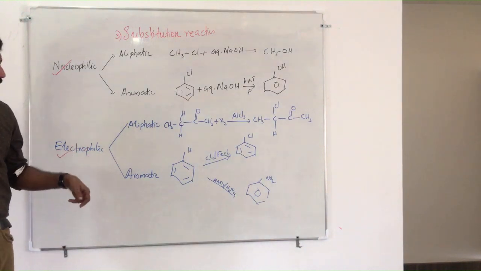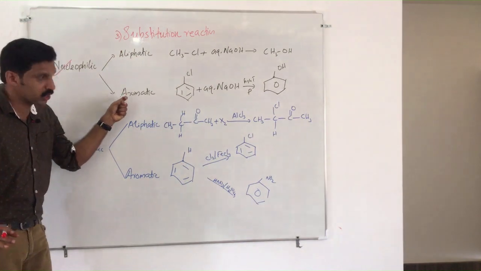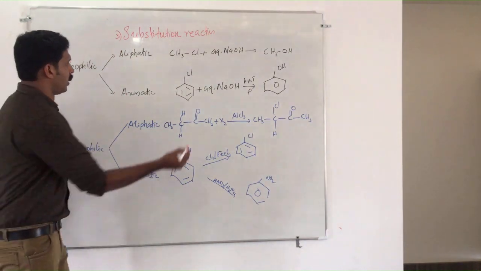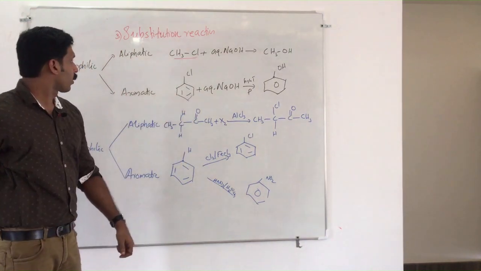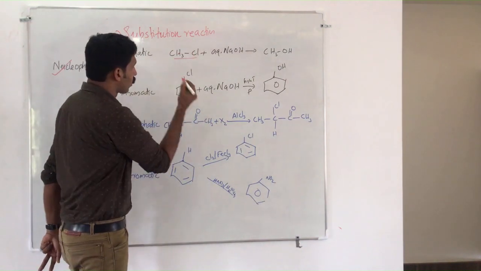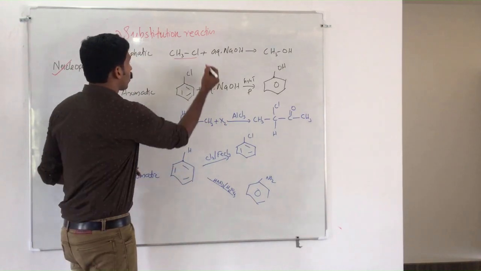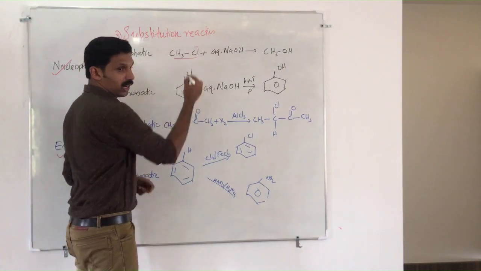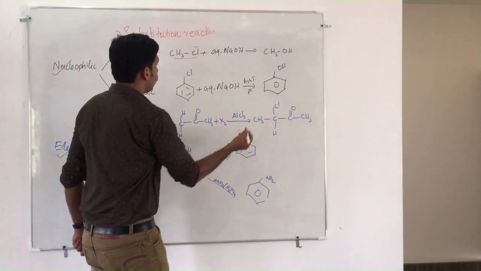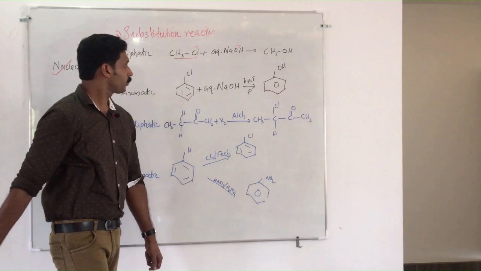This again we can classify into two types of nucleophilic substitution reaction. One we call aliphatic, the next one is aromatic. For example, this is an aliphatic compound. Here, in the C-Cl bond, chlorine has more electronegativity than carbon. Therefore, chlorine will have a negative charge, and here OH minus also has a negative charge.